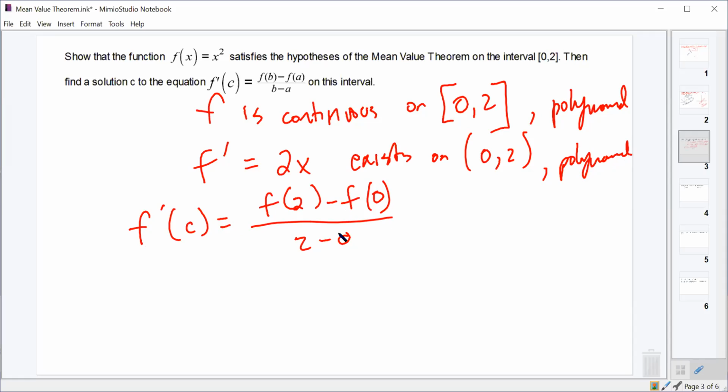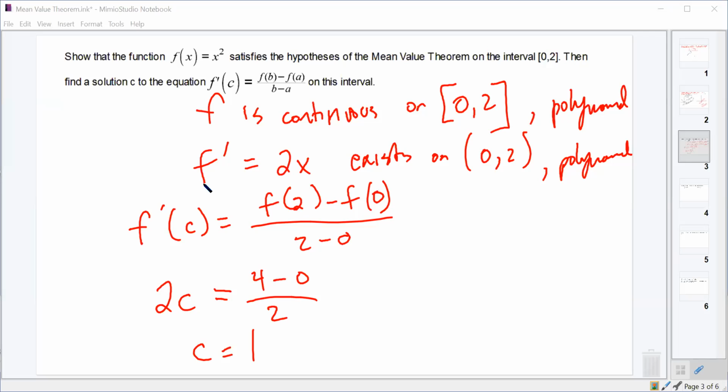And what is f prime of c equal to? Well, f prime of x is 2x, so f prime of c is just 2c. And what's f of 2? 4. And f of 0? 0. Over 2 minus 0 gives us c equals 1. So that's the location where the slope of the tangent line is equal to the slope of the secant line through those 2 points. And just for the heck of it, let's pull up Desmos and take a look.